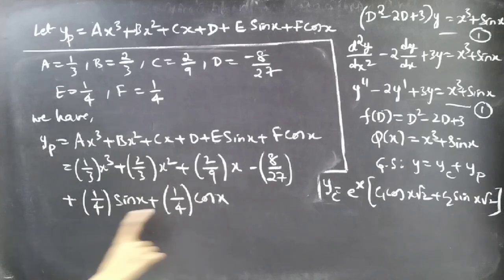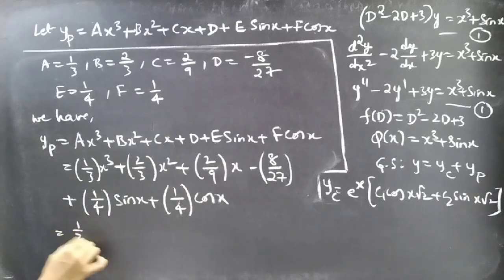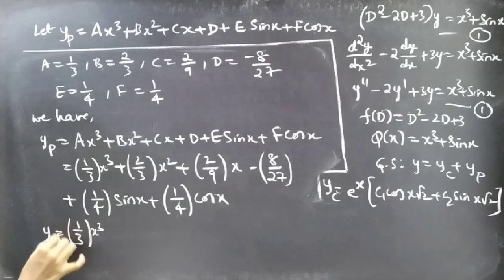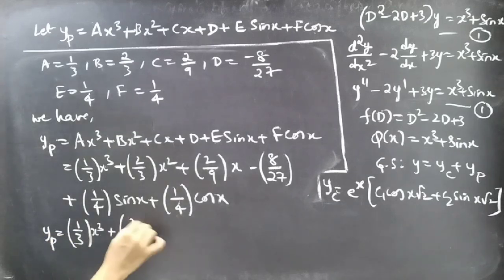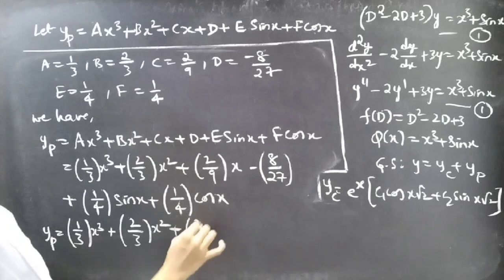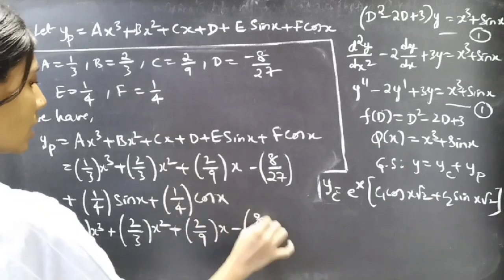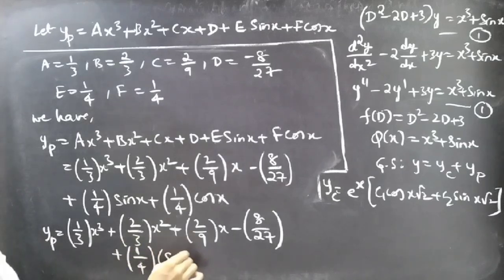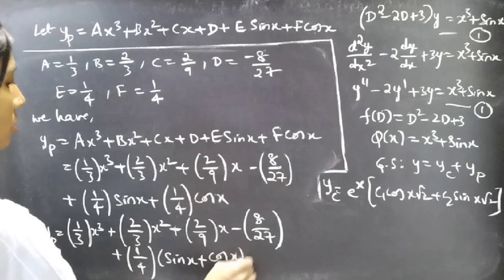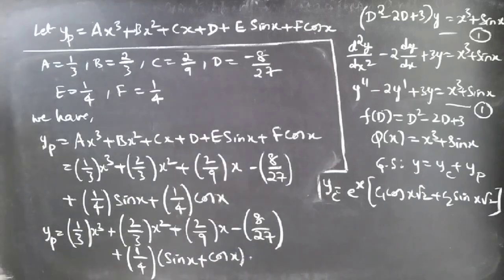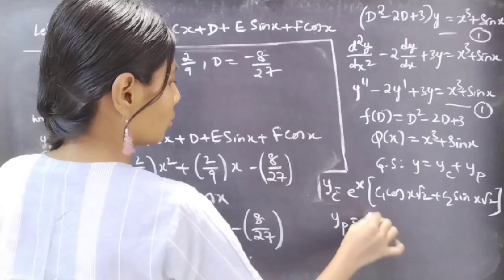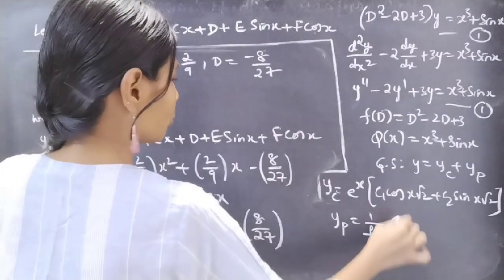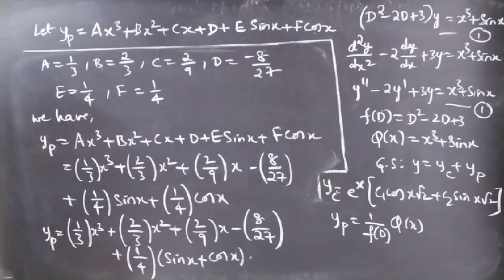So you can take 1 by 4 common from the last two terms. You'll get yp equal to 1 by 3 into x cube plus 2 by 3 into x square plus 2 by 9 into x minus 8 by 27 plus 1 by 4 into sin x plus cos x, which is the required yp. So you can verify yp using the formula yp equal to 1 by f of D into Q of x. Fine. We got yp and yc.